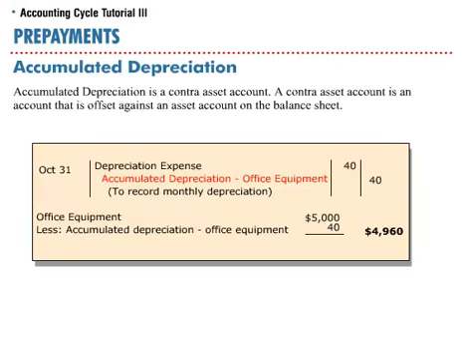When recording depreciation expense, the credit entry is made to accumulated depreciation rather than to the asset account directly. Accumulated depreciation is a contra account. A contra account is an account that is offset against an asset account on the balance sheet.